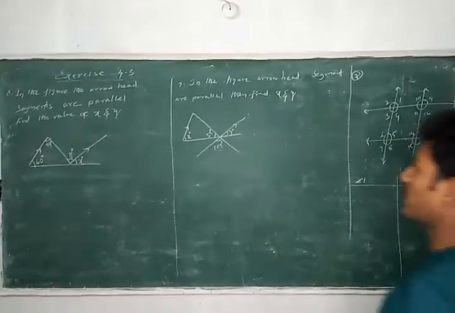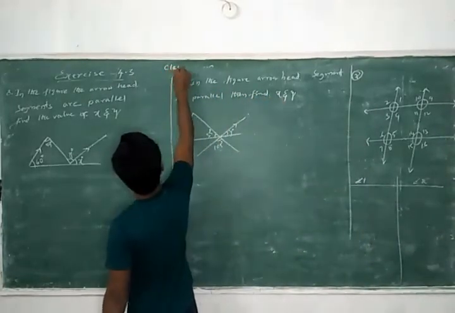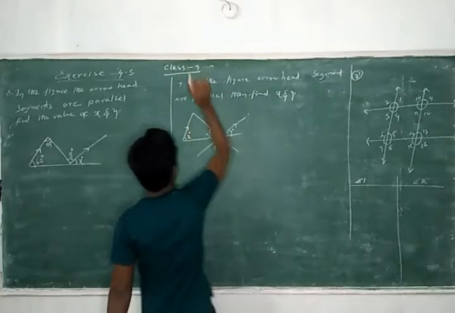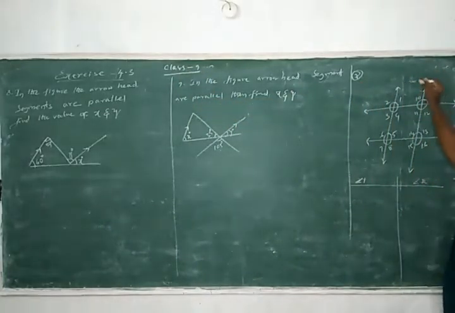Next, exercise 4.3, class 9, question number 7. Find the angles which are congruent to angle 1 and which are congruent to angle 2.